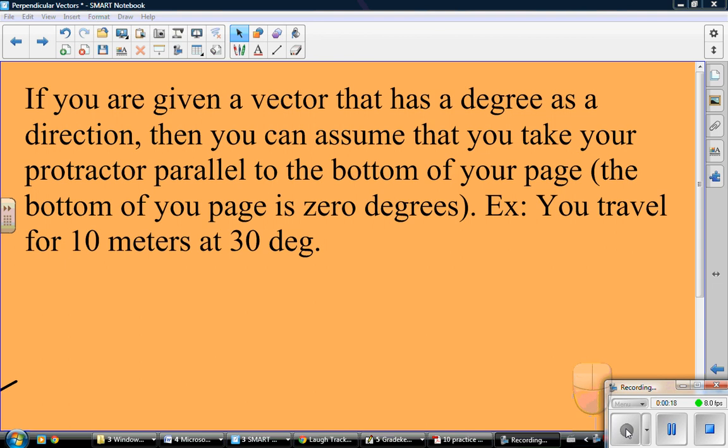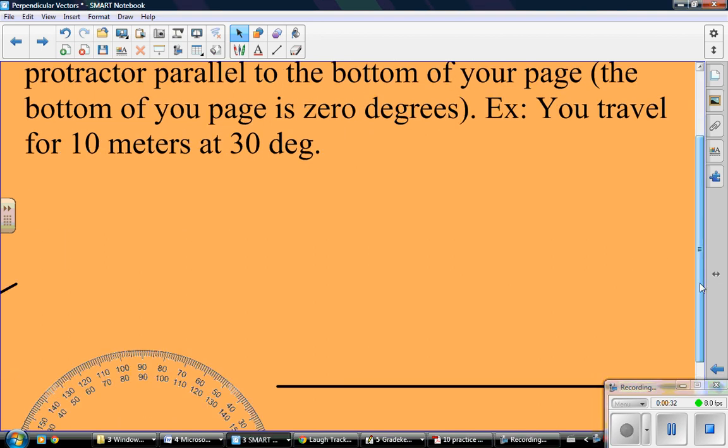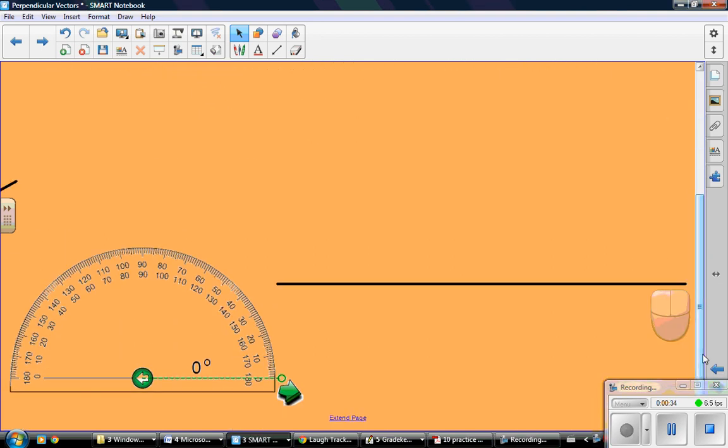So if you're given a degree, you always start with 0 degrees. We always have to reference 0 degrees. So how do we do that? Well, here's a silly example with one vector. You travel at 10 meters at 30 degrees. So the way you would set this up is you would start with your protractor.